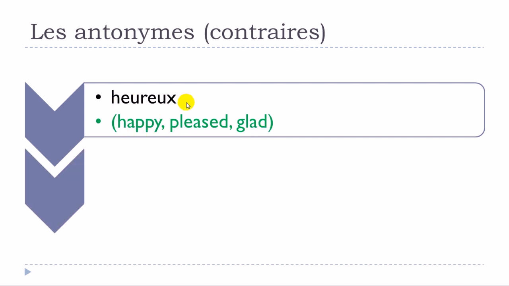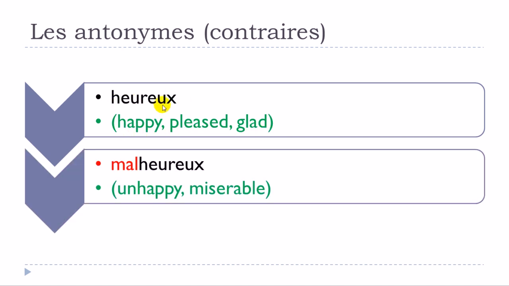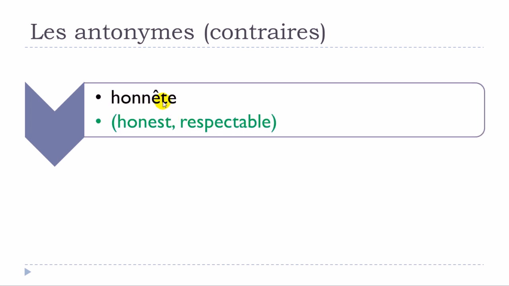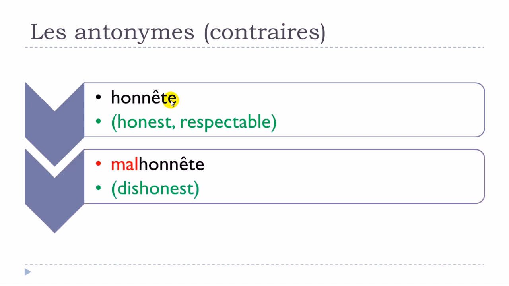Heureux. Okay, and so if you want to make the opposite, le contraire, l'antonyme, then you just put this mal and then heureux, malheureux. All right, so heureux will give you malheureux. All right, second example, honnête, honnête, and then exactly the same rule, so malhonnête, malhonnête, so honnête, malhonnête.